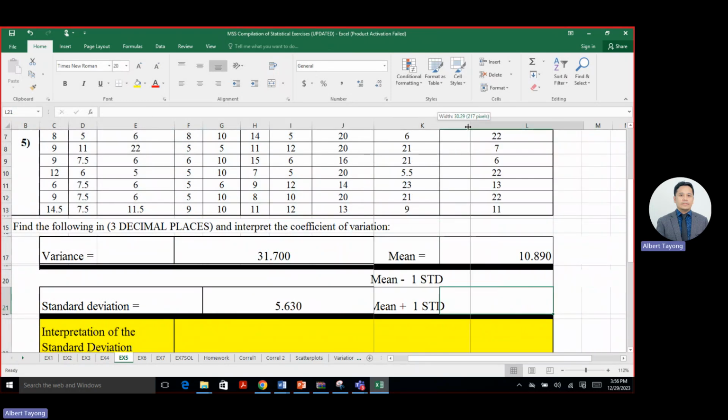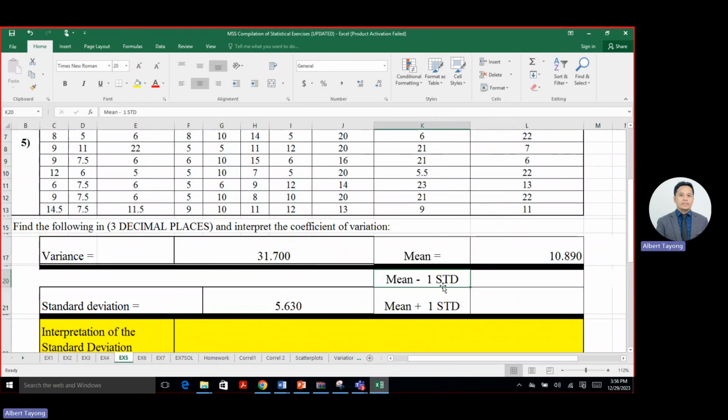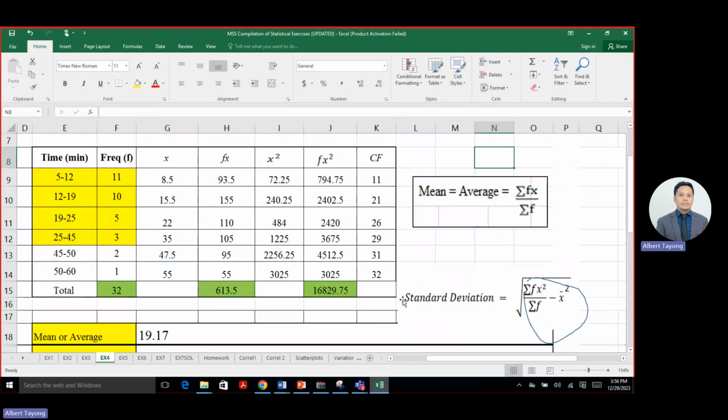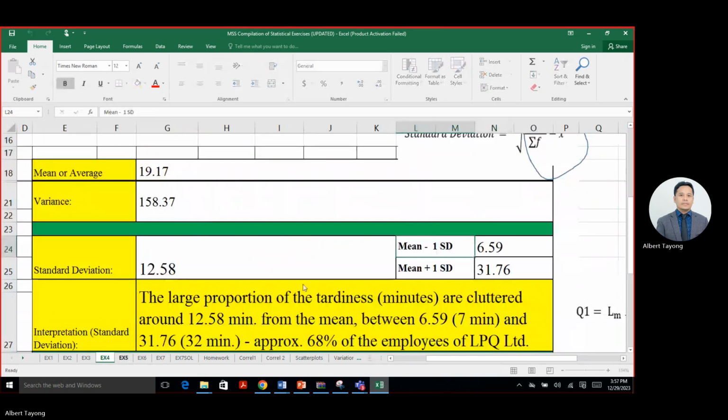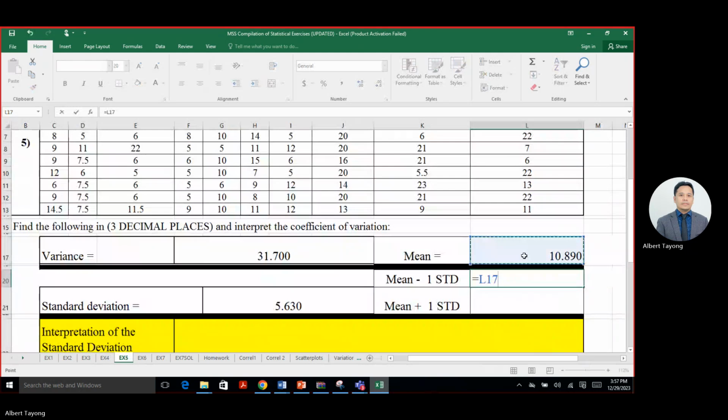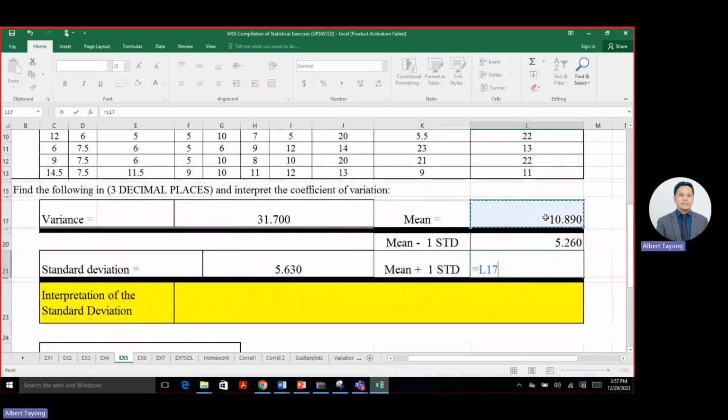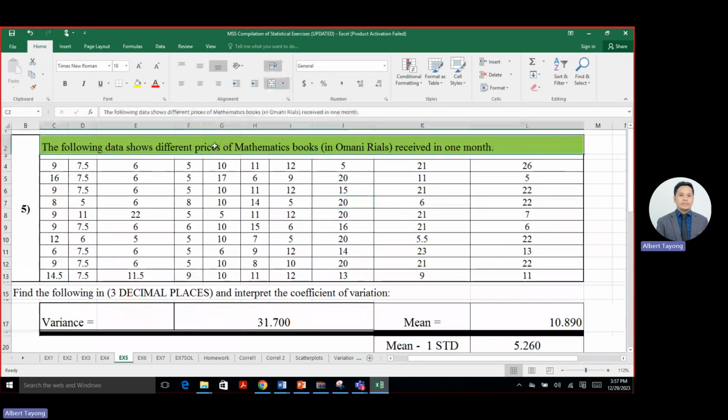Right? And the mean minus 1 SD, that is equal to the mean minus the standard deviation. Answer is 5.26. Second one equals the mean plus standard deviation. So our standard deviation is 5.630 rials. This is about mathematics books, the prices of mathematics books in Omani rials. So please keep on reading this.